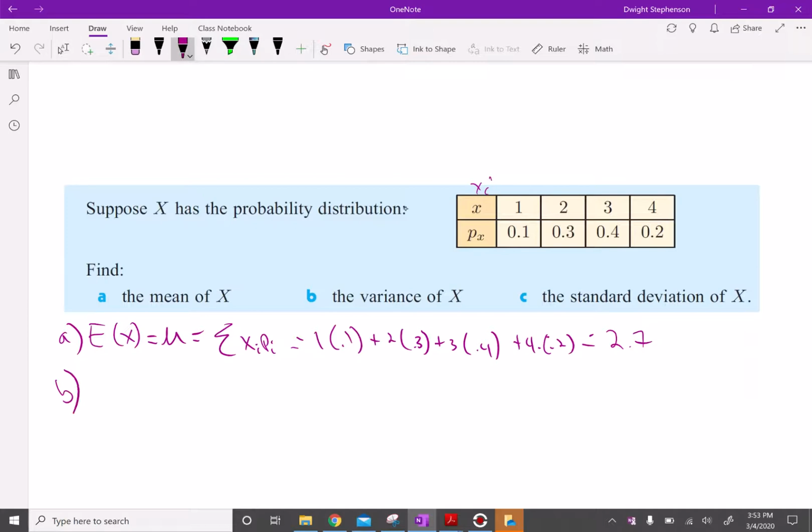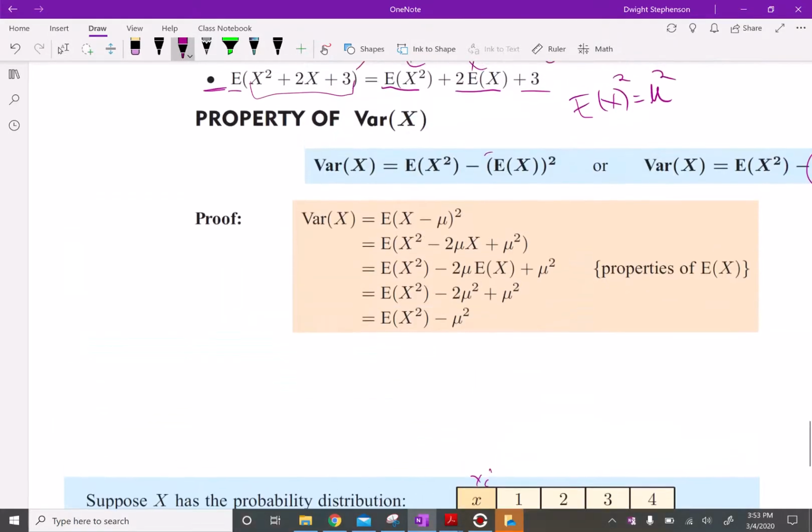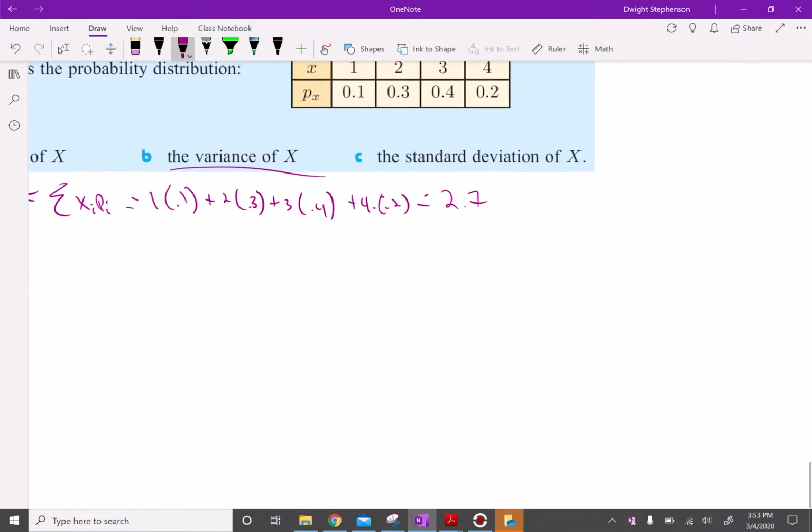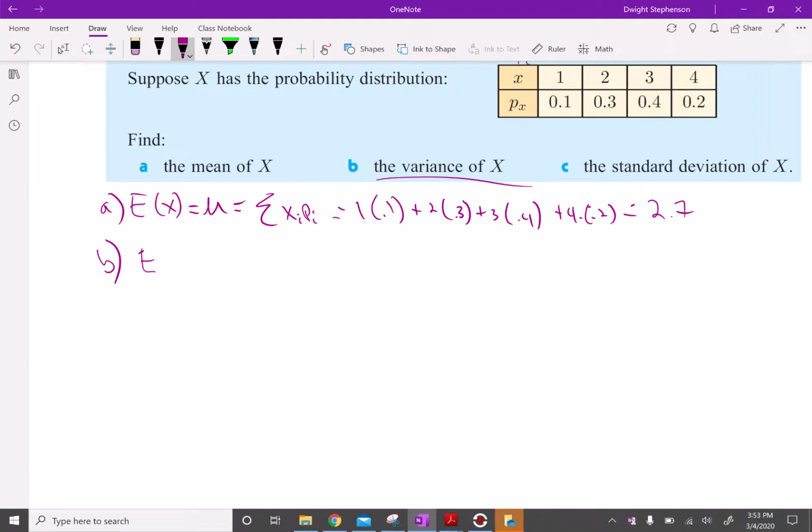For B, we're looking for the variance of x. So we're going to go up here, and we're going to say, okay, another way to think about variance of x is here. The expected value of x squared minus the mean squared, right? So let's start with what is the expected value of x squared. Well, that's the same thing as the sum of xi squared times pi, right? It's the x that is being squared. So basically you just go through and you do the same calculation as above, except you would be squaring all the x values, right? So this is an easier way to calculate the variance than what we did before, right?